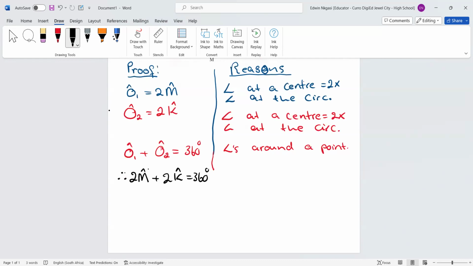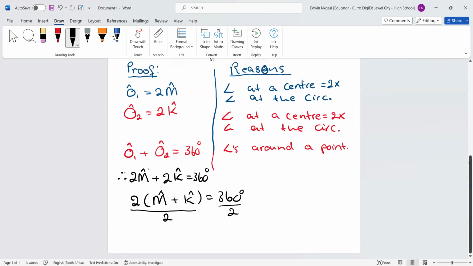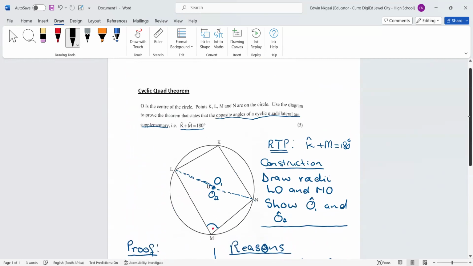Let's then factor out 2. So 2 bracket angle m plus angle k equals 360. We divide both sides by 2, which is the final step. Therefore, angle m plus angle k equals 180 degrees, which is what we wanted to prove from the first step.